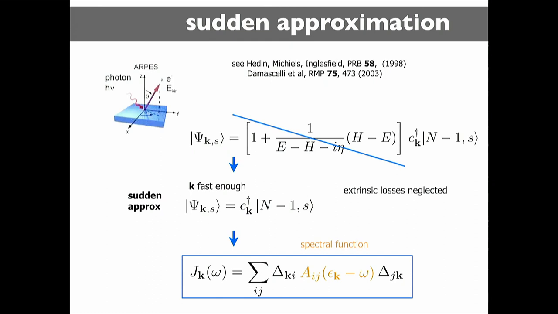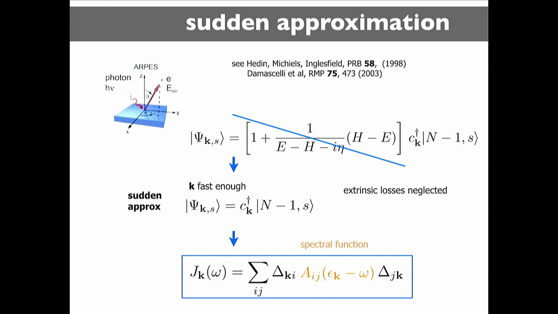And then we can make approximations on this, in particular the sudden approximation, which somehow says that if the ejected electron goes fast enough into vacuum, we could simplify the procedure. So we can drop this term here, the scattering, the actual creation and description of the final state from the theory, and just describe our final state as this: an excited state of n minus one particles plus an extra electron that is in vacuum. So this is the approximated final state.